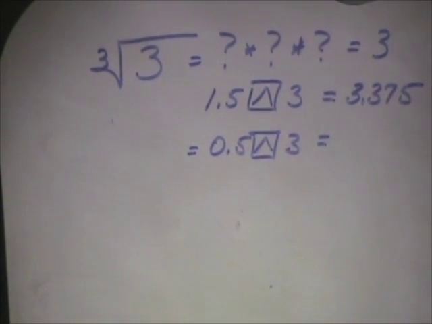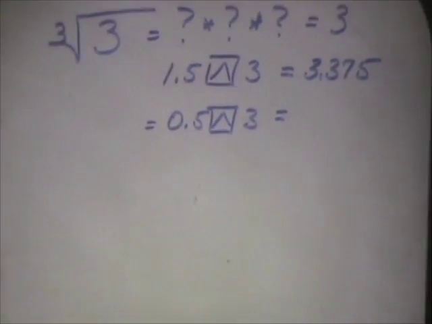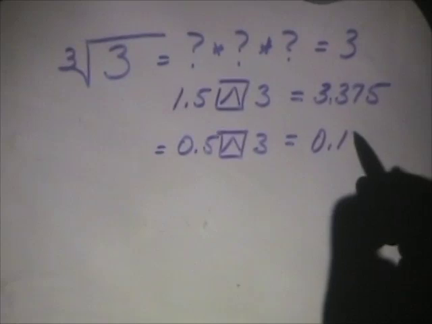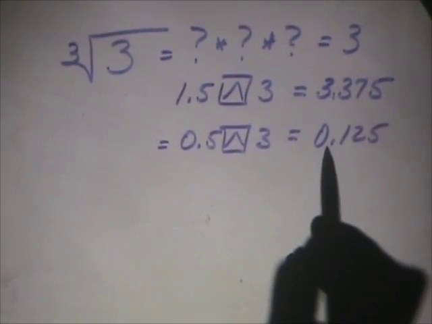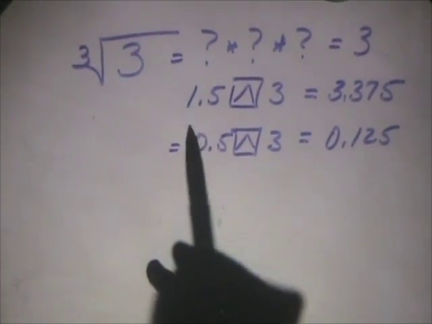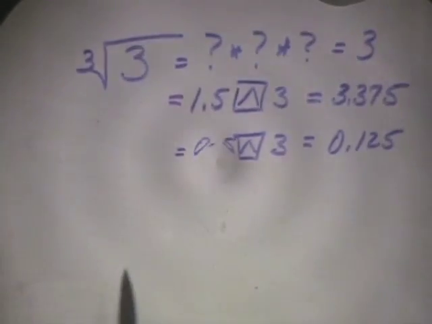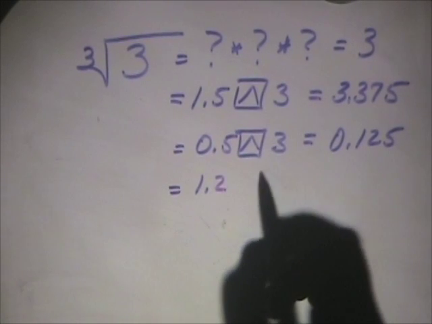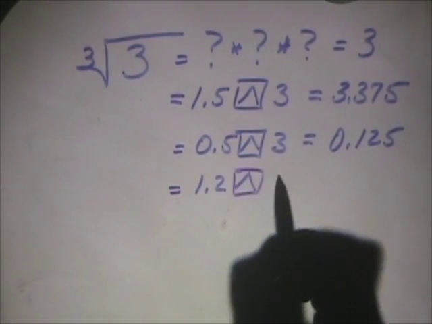And what do we get there? That might surprise you. I know it surprised me. What did you get? 0.125. Yeah, that's not even as big as 1. So our answer has to be somewhere in between here. Next. All right, let's try 1.2 to the third power.